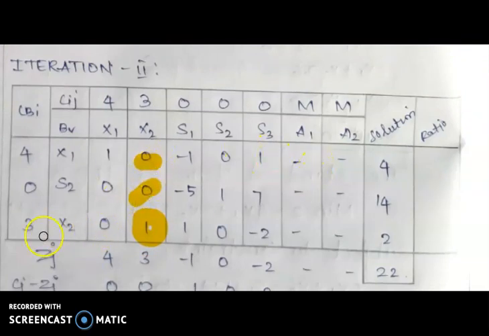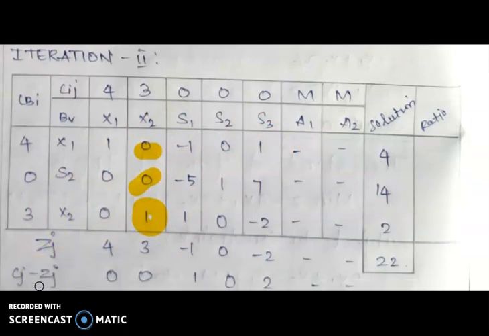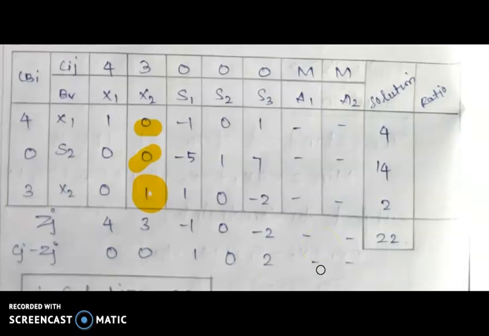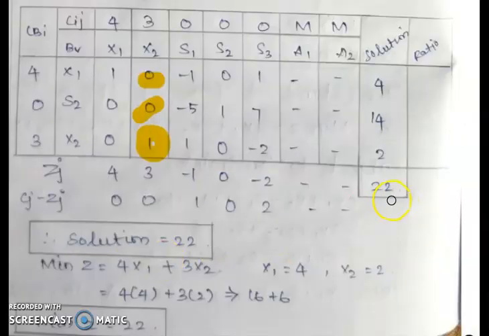After we have changed everything as per the rules, we do the net evaluation Cj minus Zj, which is 0, 0, 1, 0, 2. All of these Cj minus Zj values are greater than or equal to 0. Then the given solution is the optimum solution. The solution value will be 22.